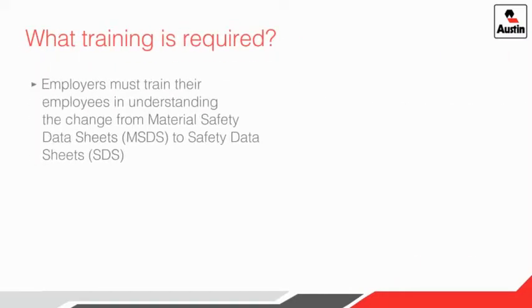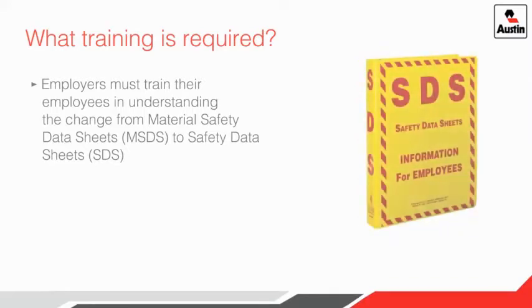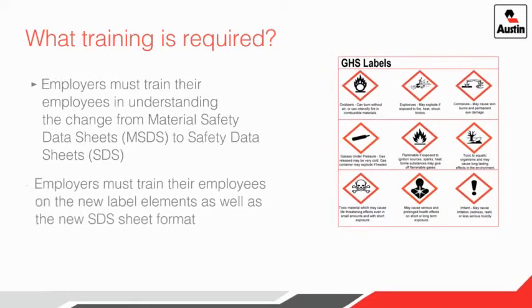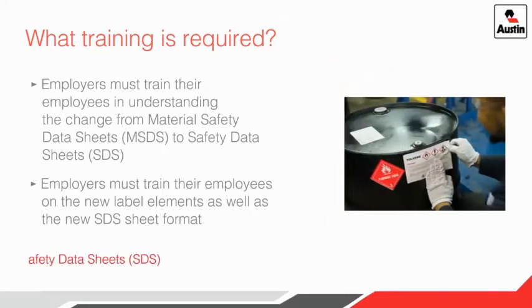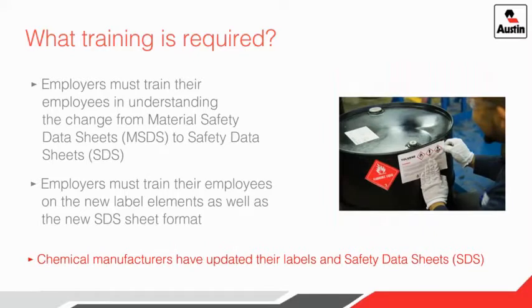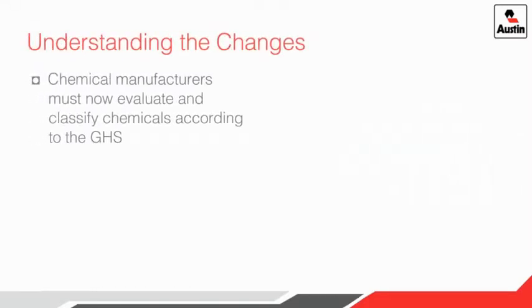Employers must train their employees in understanding the change from Material Safety Data Sheets, or MSDS, to Safety Data Sheets, or SDS. Employers must train their employees on the new label elements as well as the new SDS sheet format. And finally, chemical manufacturers have to update their labels and safety data sheets. Chemical manufacturers must now evaluate and classify chemicals according to the GHS.